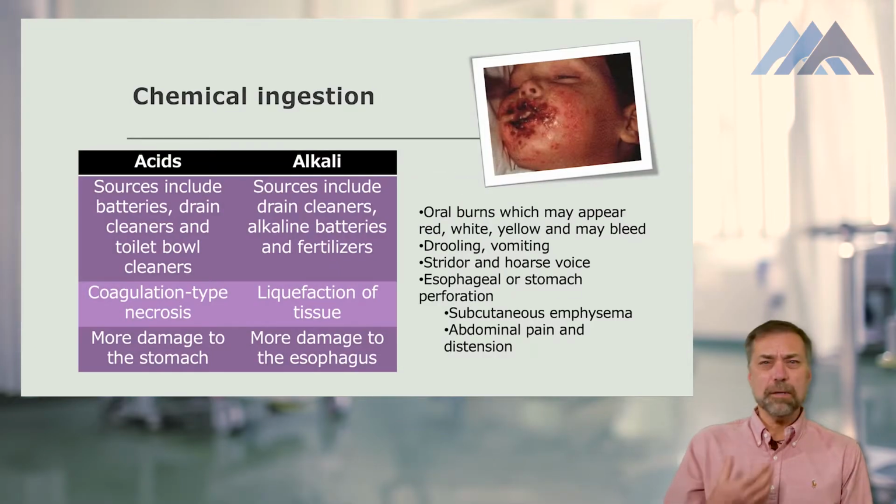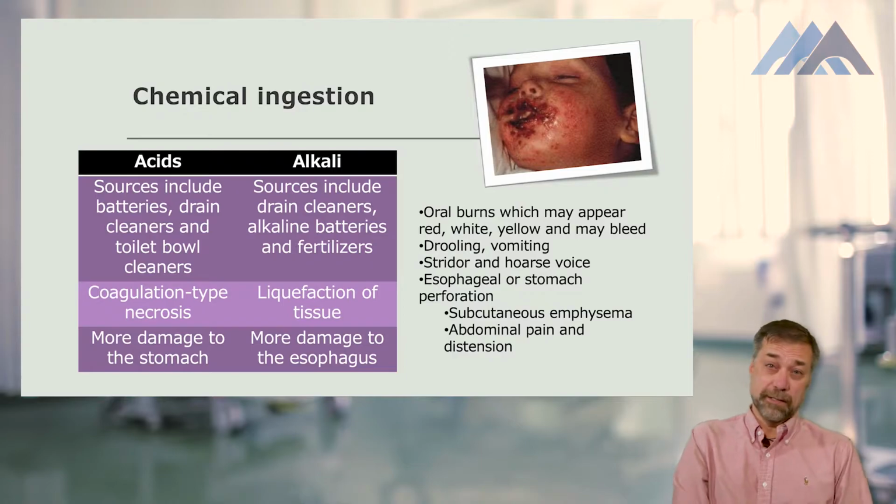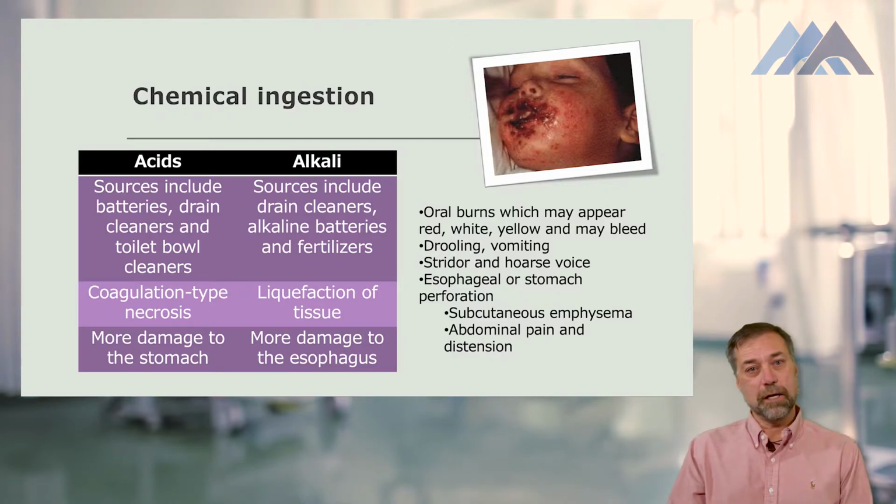All right, let's start with some toxicology and talk about chemical ingestions. A chemical is either going to be acidic, pH below 7, or alkali, pH above 7. Examples of acids include batteries, drain cleaners, and toilet bowl cleaners, and examples of alkalis include drain cleaners, alkali batteries, and fertilizers.